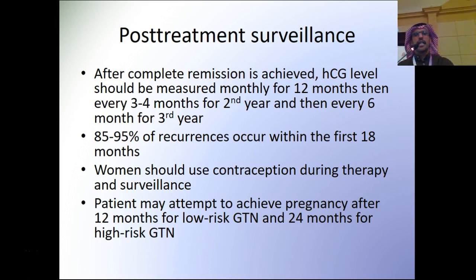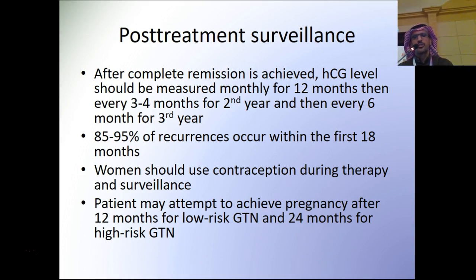Post-treatment surveillance after complete remission is achieved: usually beta-HCG level should be measured monthly for 12 months, then every 3 to 4 months for the second year, then every 6 months for the third year. And 85 to 95% of recurrences occur within the first 18 months. The risk of recurrence is usually 5 to 10% if complete remission is achieved.